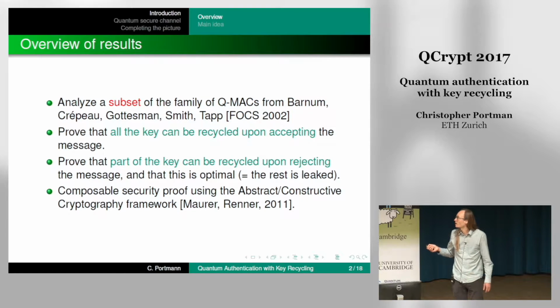I'll explain at the end why it doesn't actually hold for all, because they actually prove security for a big family of protocols. And part of the key can be recycled upon rejection as well. This is optimal. We can't recycle anything more upon rejection. And I'm using the composable framework that I talked about this morning in the first talk.